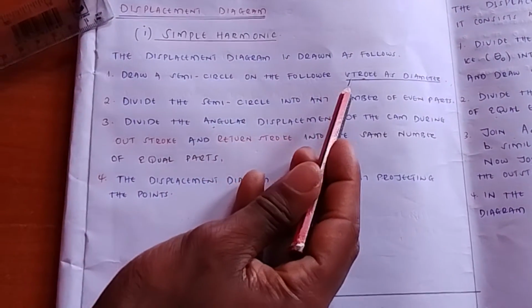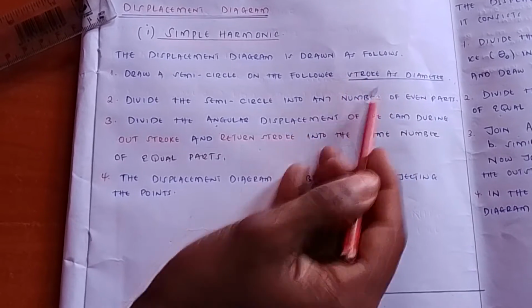So they are saying first, draw a semicircle on the follower stroke as diameter. The stroke, I've told you, is the distance from here to here. This distance is what we call stroke. In most questions you'll be given what the stroke is. Now in our case, we have taken it to be 6 centimeters.